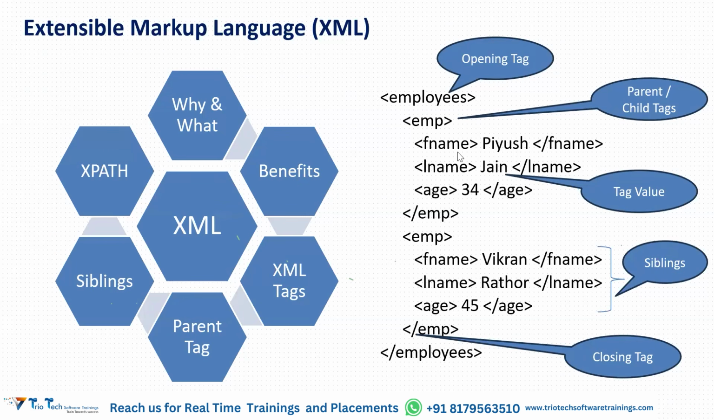If I ask you what is the age of Piyush Jain, you should be able to figure it out and tell 34. If I ask you what is the last name of the person who is the oldest one, you say it is Rathod. If you are able to figure out this information, you are pretty good to understand XML, and that much knowledge is only required.